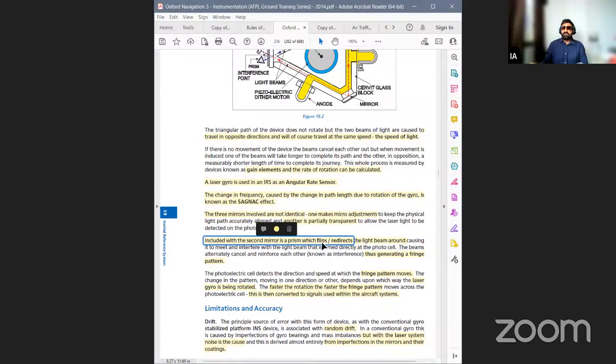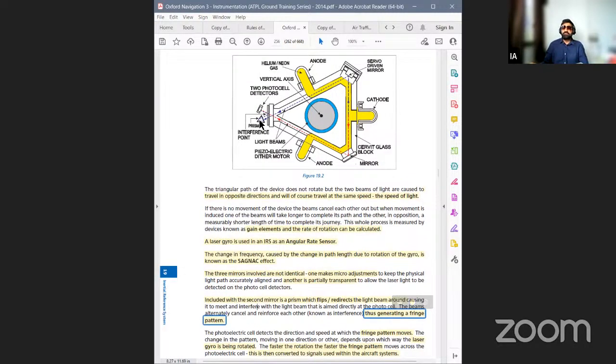Included with the second mirror is a prism, which flips or redirects the light beam around, causing it to meet and interfere with the light beam that is directly aimed at the photocell. So they can ask you the meaning of prism. One signal is going directly to the photocell. The second is going to the prism and being reflected back here at this point. This reflection is important for me to understand the differences.